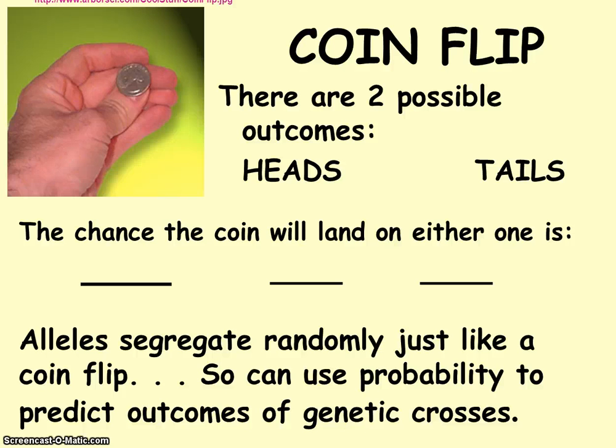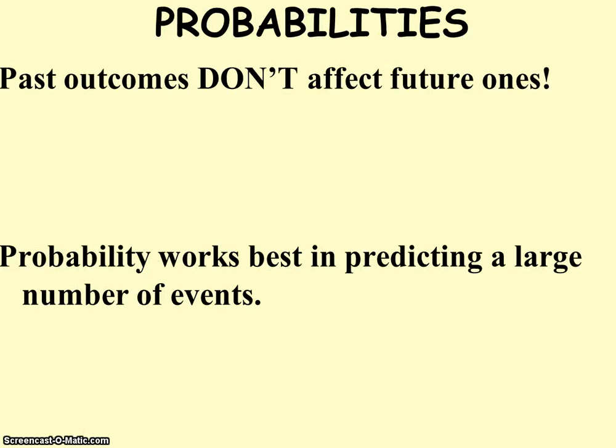So coin flip, there's two possibilities, heads or tails. So the chance that it'll land on either is 1/2, 50%, or 1 to 1. So the alleles segregate randomly, just like a coin flip. You can use probability to predict these genetic crosses.